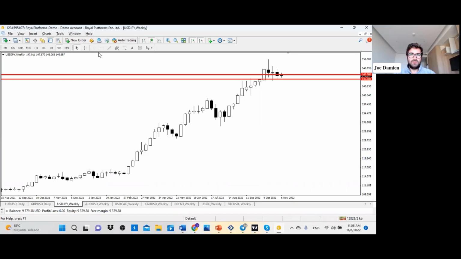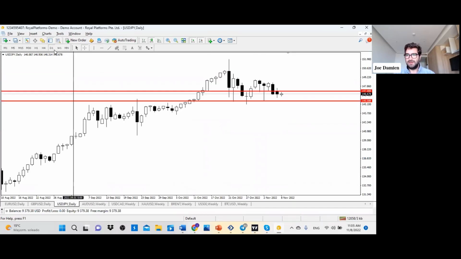What we have now for the USD/JPY. USD/JPY is moving to the upside on the weekly time frame. Higher highs, higher lows, higher highs, higher lows. Nothing special. On the weekly time frame, the market is moving to the downside here.